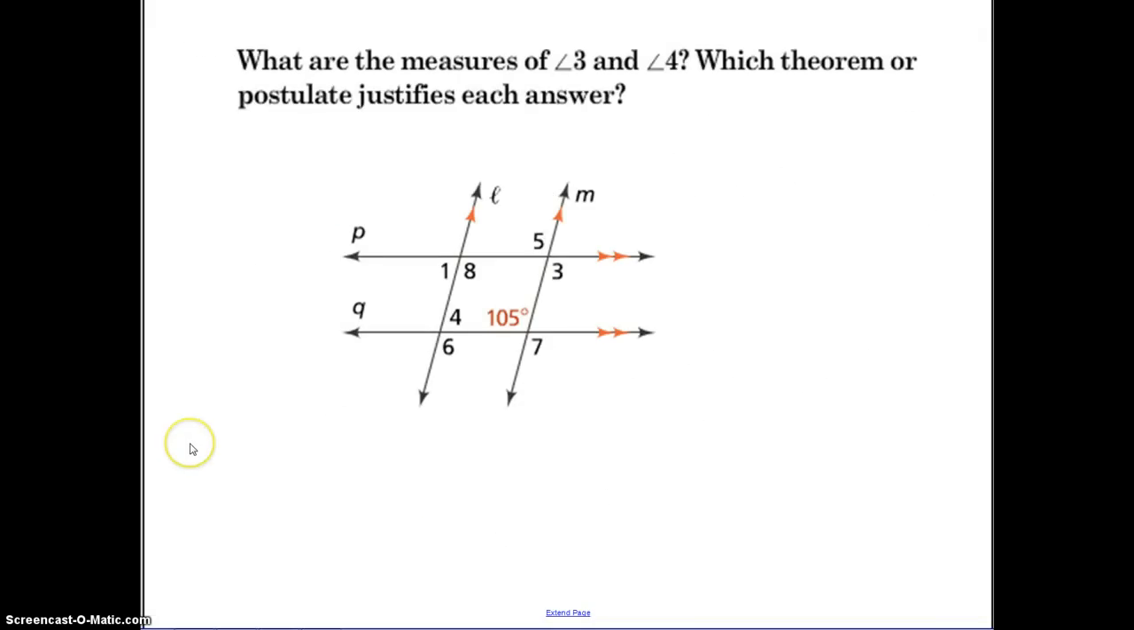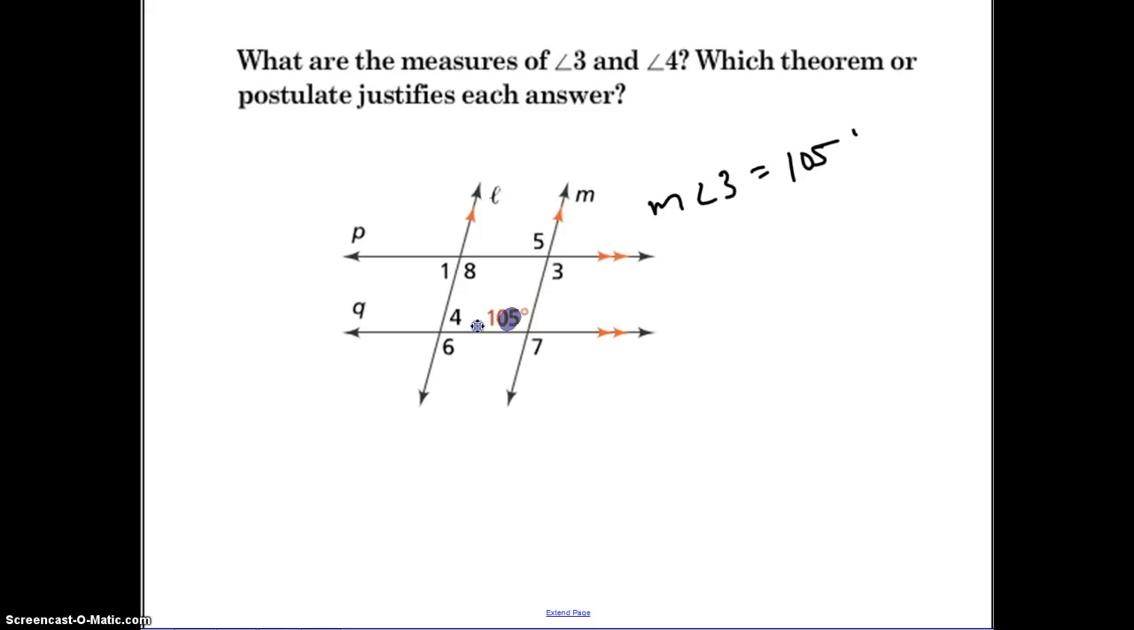So let's look at this next question. What are the measures of angle 3 and angle 4, and which theorem or postulate justifies each answer? Well, here we know that this angle is 105 degrees. And now I need to somehow get to angle 3. So I need to know what's my connection between 105 degrees and angle 3. Well, those are alternate interior angles. And I know that alternate interior angles are congruent, which tells me that the measure of angle 3 is also going to be 105 degrees.